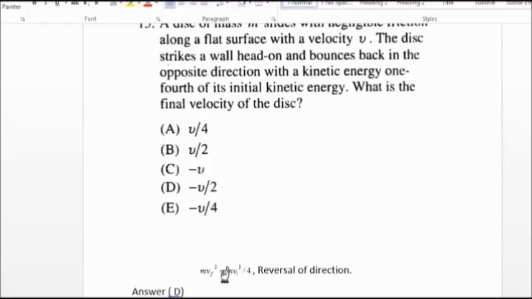So we know that the final velocity will be equal to the initial velocity divided by 2. But the disk is moving in the opposite direction, so it must have the negative sign. Here we are talking about velocity, so the direction is also important. So the answer is minus v by 2, which is D.